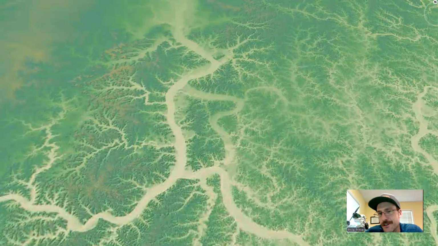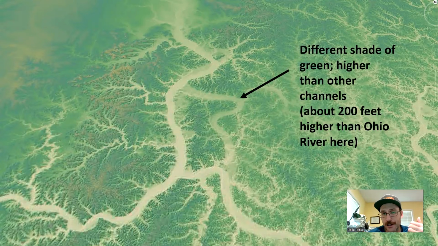Cool way to look at this is using digital elevation models. This is digital topography that takes the land cover out of the image. So all you're seeing is topography, and it's color coded by elevation. And you can see that ghost channel on the right there on the east is actually a different shade of green than both the Ohio River and that ghost channel on the left. In this case, that means that it's higher. Like I said at the beginning, it's about 200 feet above the Ohio River as it flows today.